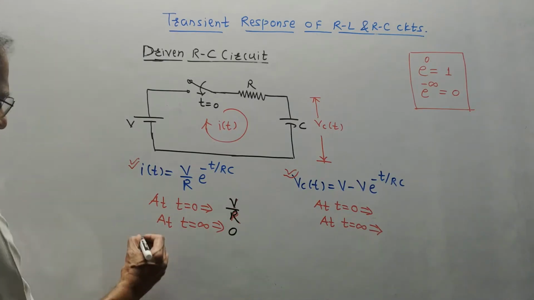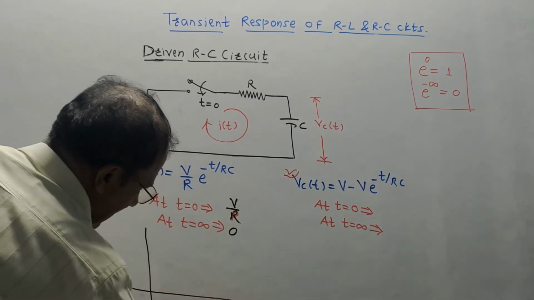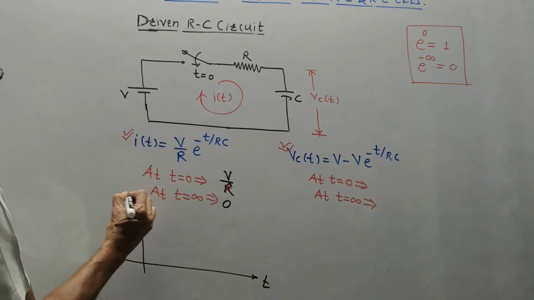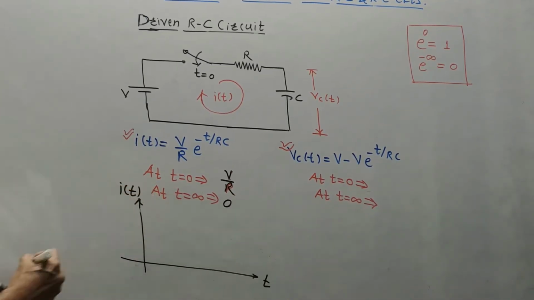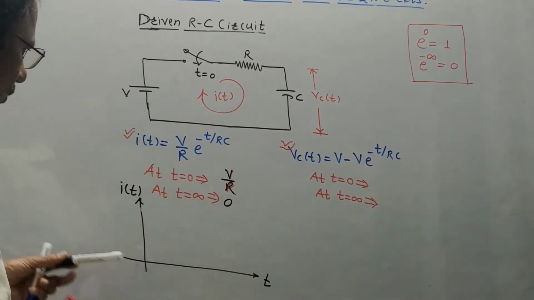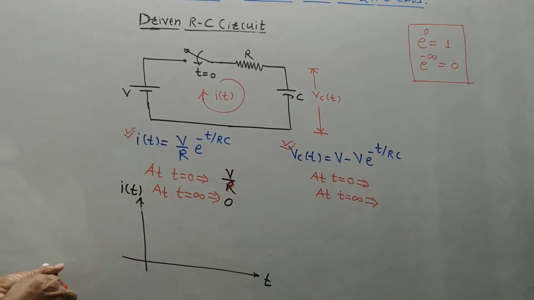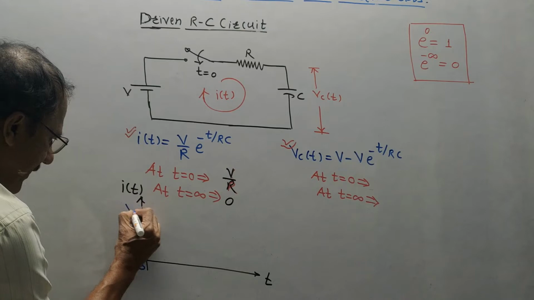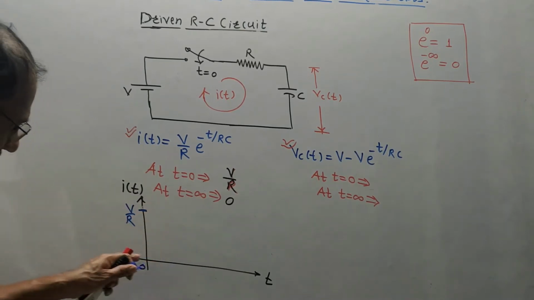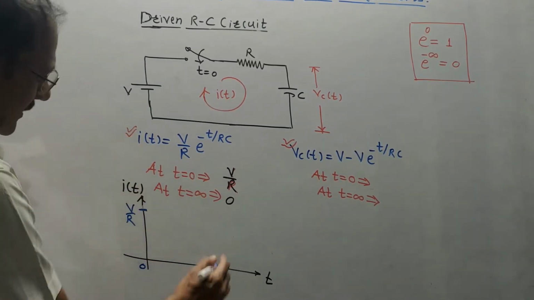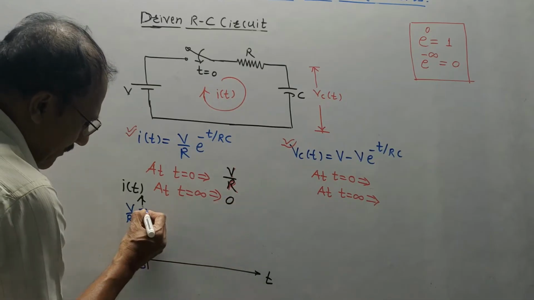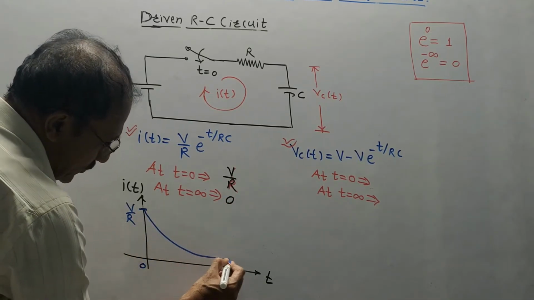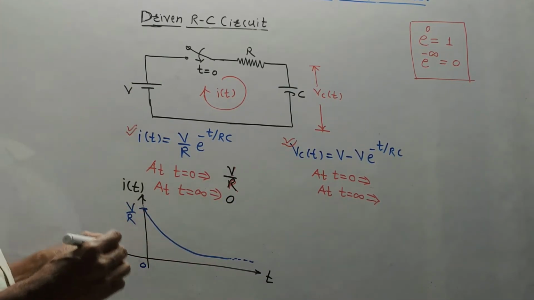How to plot this graph? Again the same technique. I will be plotting t on x-axis, and on this axis I will be plotting I of t. At t is equals to 0, the value is V by R, so at 0 I will mark the level of V by R somewhere here. It is a positive value, so I am marking it on the positive axis. The graph ends at infinity. The graph is by default exponential, so the nature of the graph is like this.